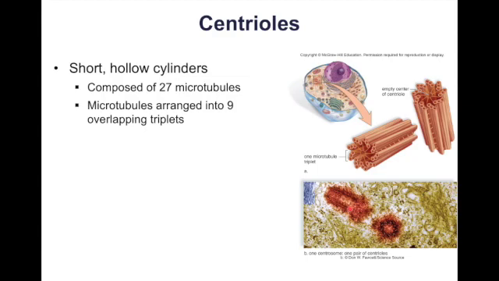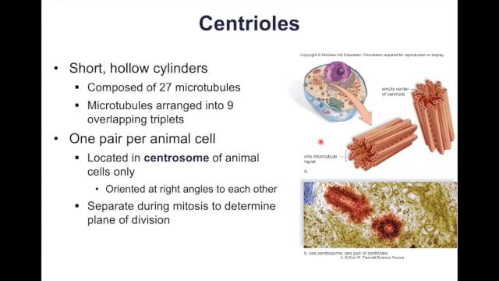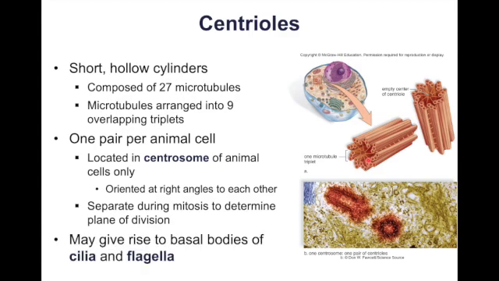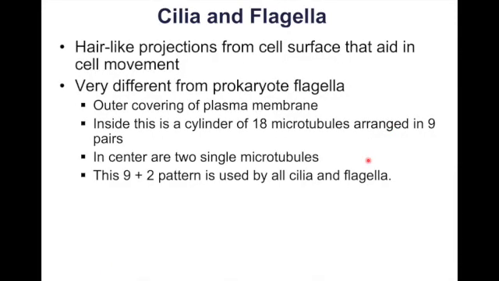Centrioles, we just talked about. These are short hollow cylinders made of microtubules in 9 overlapping triplets. So these are 3s. These are like the anchors for mitotic division. So when those microtubules are anchored to here, they're pulling the chromosomes away from each other. These also are sort of the basis for the cilia and flagella, which help bacteria and some eukaryotes move. So these are like the hair-like projections.